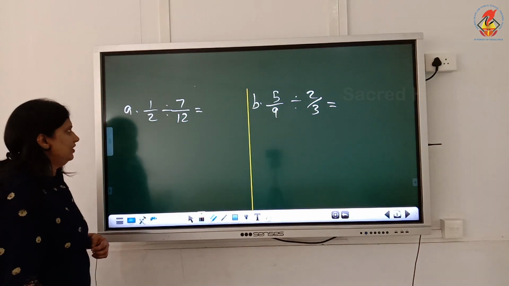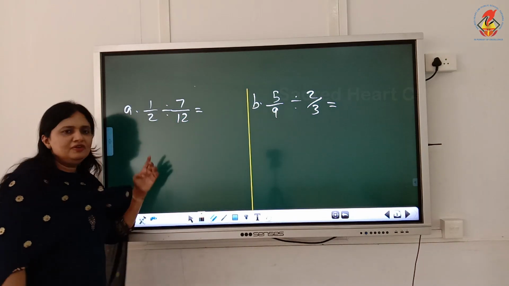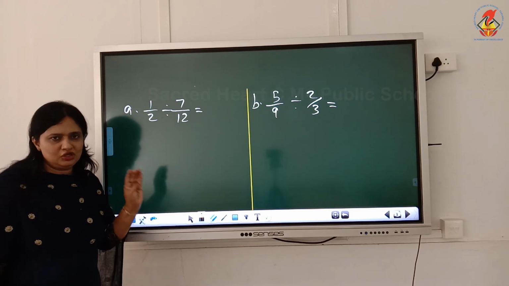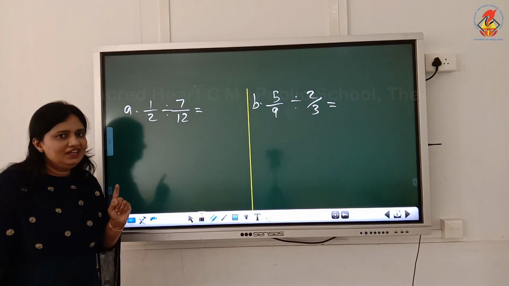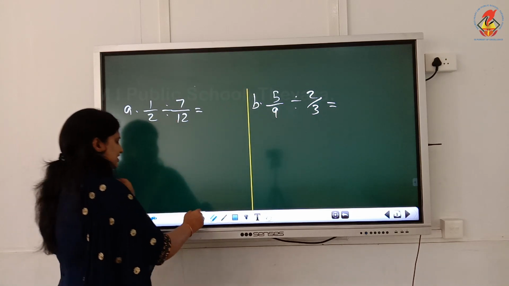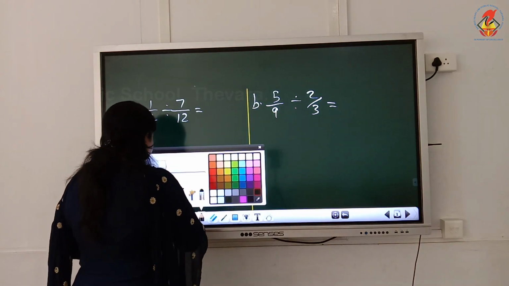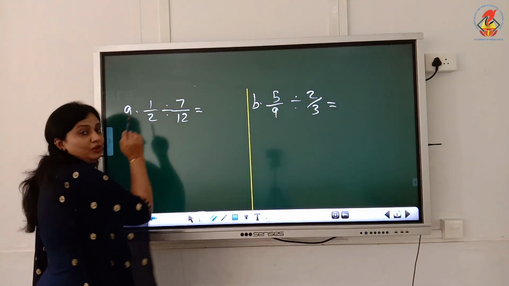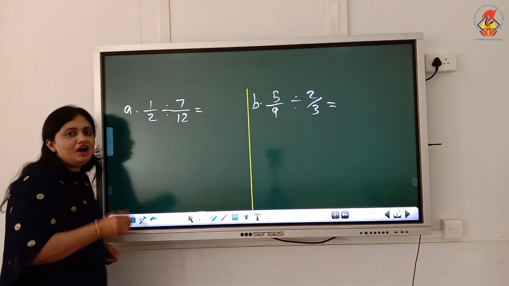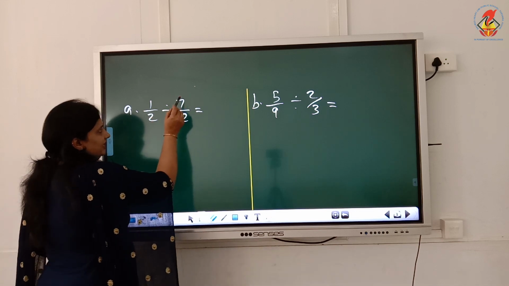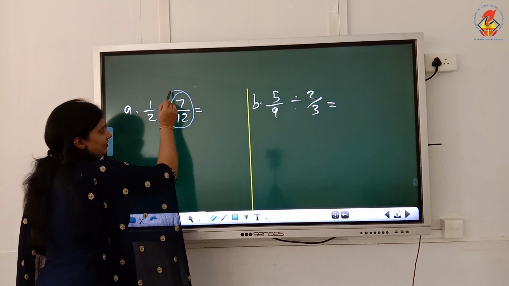First, I will give you some problems. First one, 1 by 2 divided by 7 by 12. The first step is what? First we need to find the reciprocal of the divisor. That I will show you. Okay, here the divisor is what? 7 by 12. How can I find the reciprocal of the divisor?